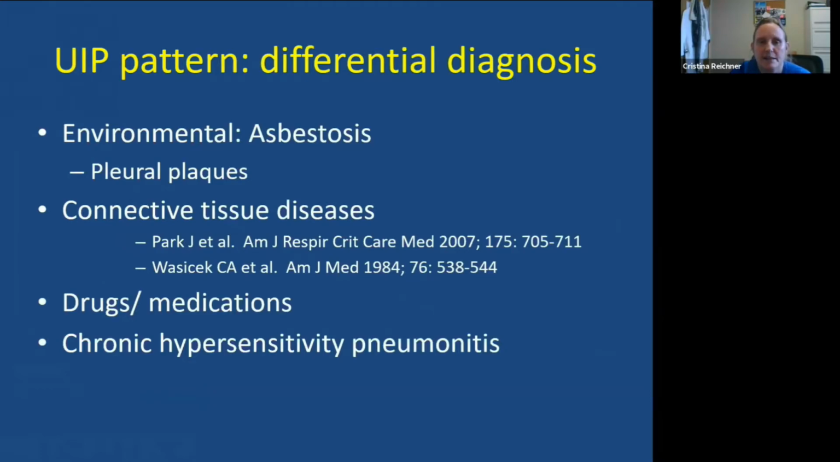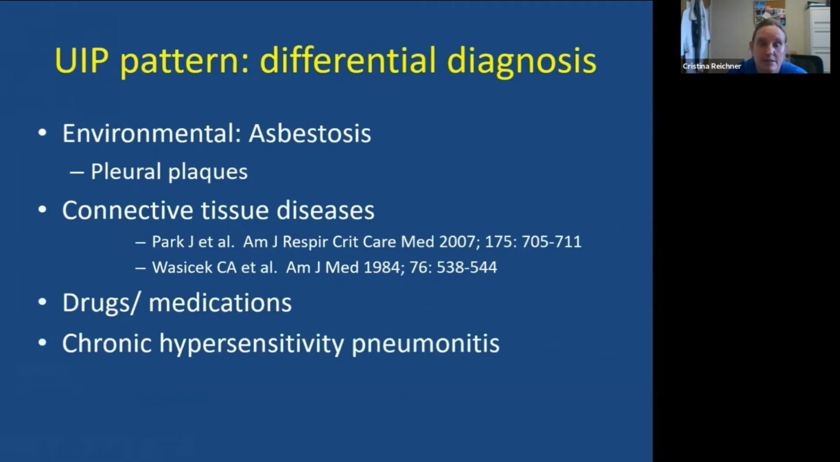So again, as I mentioned before, if you have this UIP pattern, for example, in pathology or even in high-risk CT, you need to make sure it's not something else. So for example, asbestosis can give you a UIP pattern. Sometimes you'll have the history that they've been exposed to asbestos, and also you can look for pleural plaques, right, calcified plaques, mostly on the diaphragm.